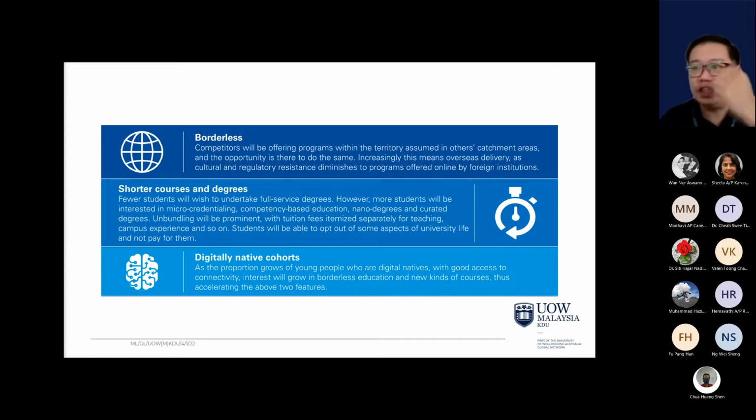Number 3, digitally native cohorts. Digitally natives are people for whom computers and technology are second nature. Last week, I was at SMK Bukit Maluri giving a school talk. I brought my colleagues and we did 2 sessions, morning and afternoon. In the morning, Form 3, Form 4, Form 5, I talked to them about examination skills and so on. In the afternoon, Form 1 and Form 2. That one made my head spin. How to handle Form 1 and Form 2, you know.